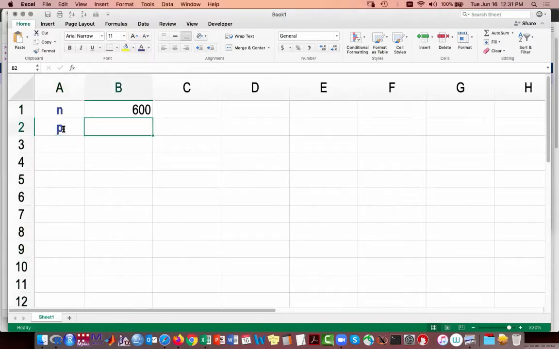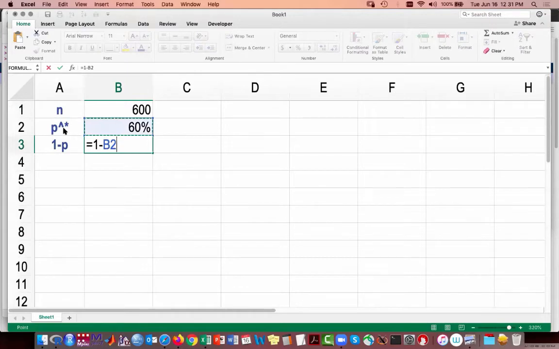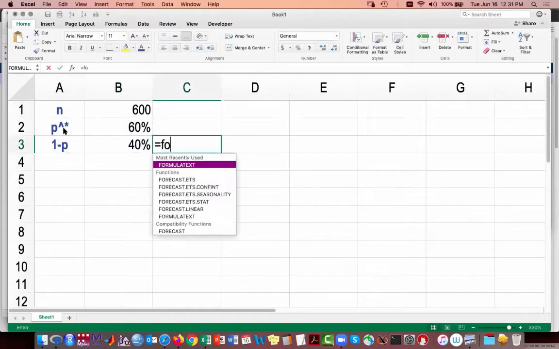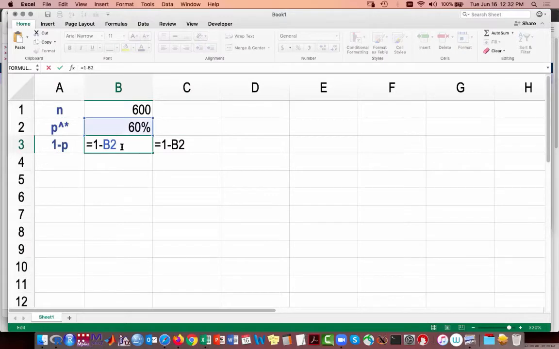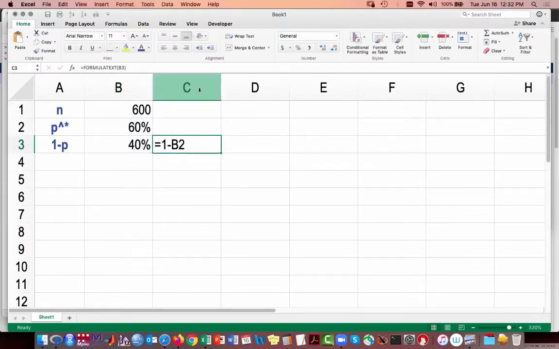P was, and technically in this case, maybe I should say P star. So P star in this case was 60%. I'll also get 1 minus P. I need it, so I'll just calculate it ahead of time. This is what I entered in here. The formula entered here, if I click on this, is just 1 minus B2. And here's the formula that's showing up for that.